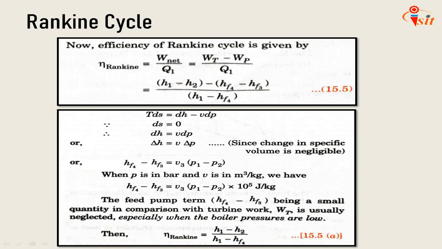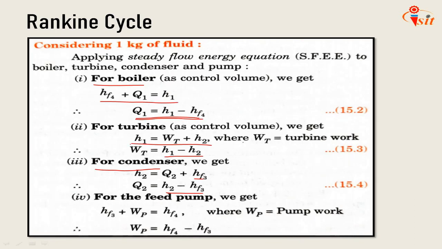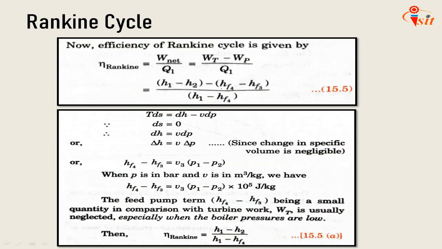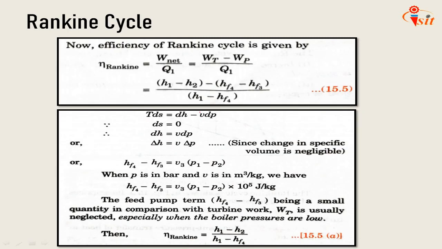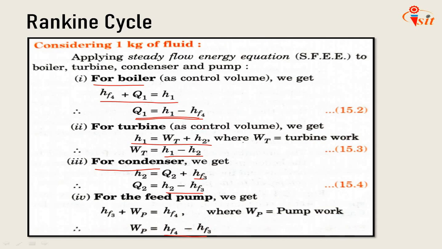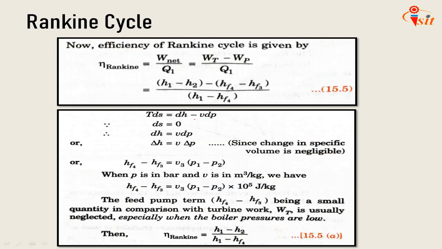So what is WT here? WT is H1 minus H2 minus (HF4 minus HF3), that is WP here. And the efficiency is WT minus WP divided by Q1, where Q1 is H1 minus HF4. Okay. So that will be the efficiency equation for the Rankine cycle.